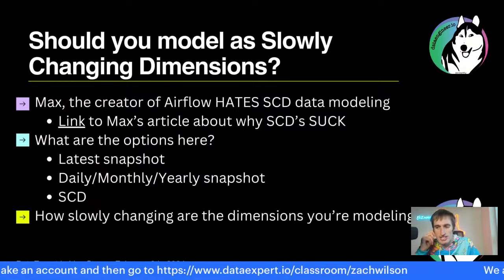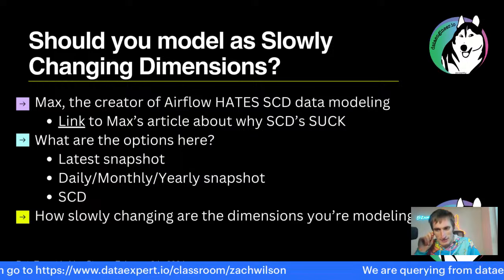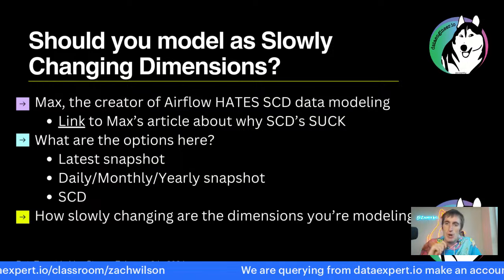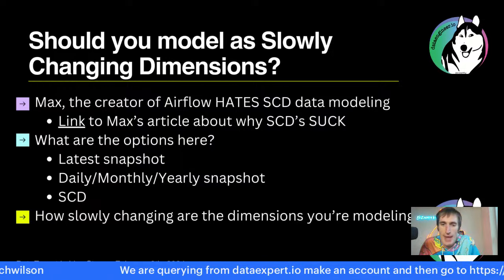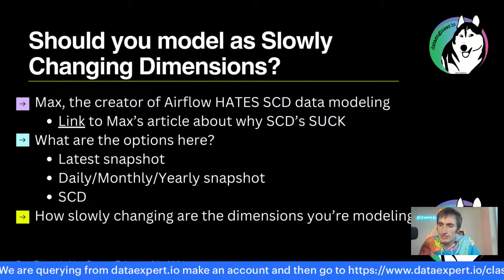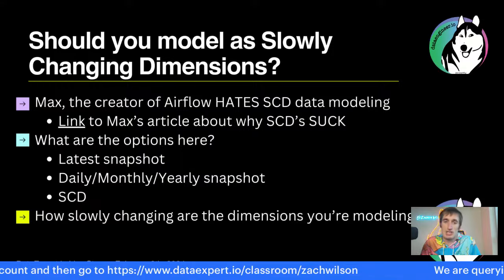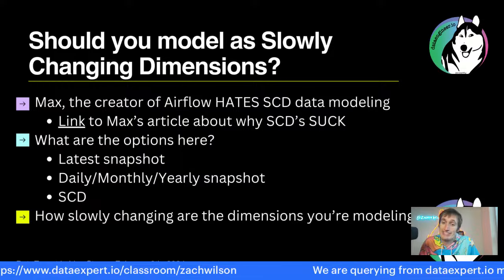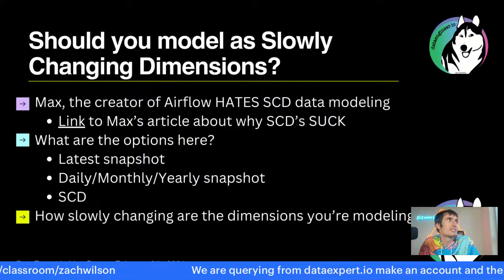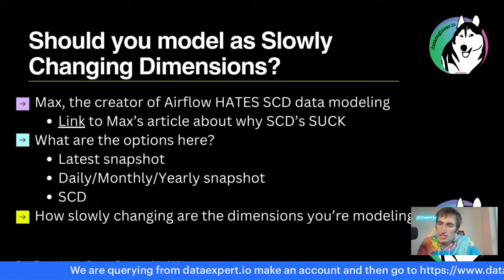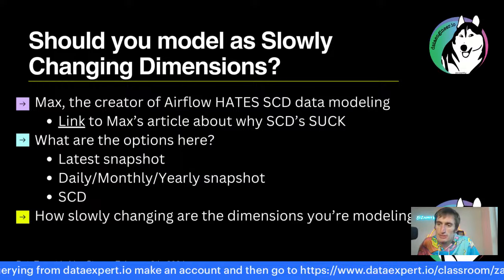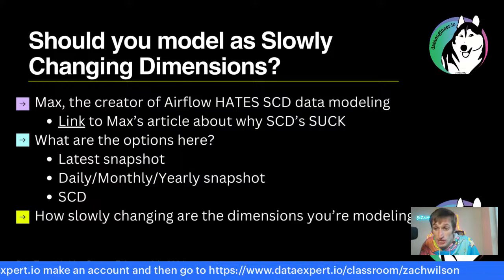The problem with that range is that it's not quite as idempotent, because you can mess things up. I don't know if y'all know Max Bjorkman. He is the creator of Apache Airflow, and he says that SCDs are terrible and that we shouldn't be using them at all, and that daily dimensions are the better way to go, mostly because storage these days is cheap. And if storage is cheap, then why are we wasting all of our time modeling slowly changing dimensions when we can just have the daily value every day and do it that way?